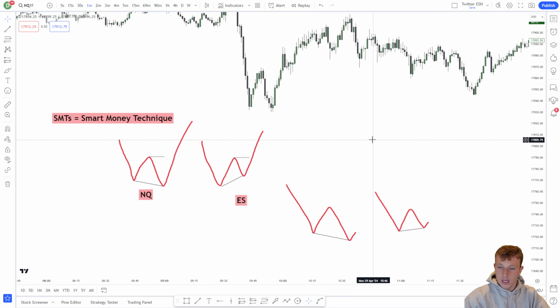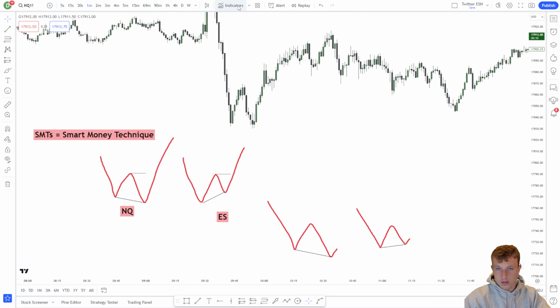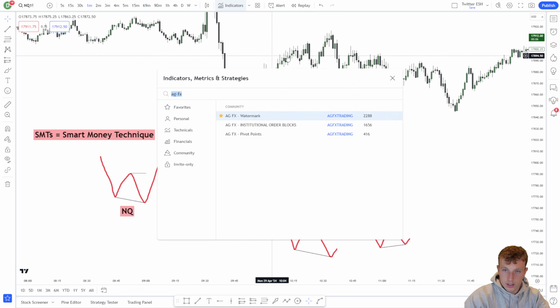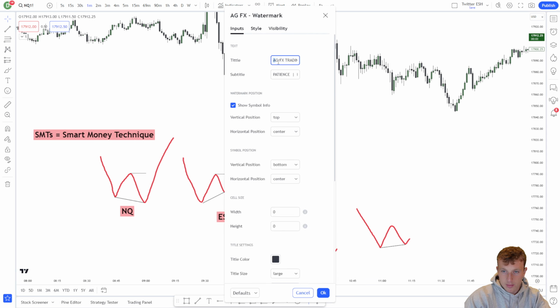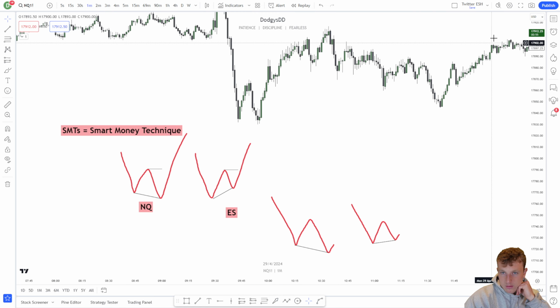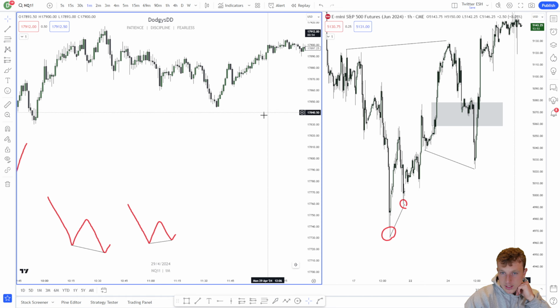So right now, I'm on the chart. This is NQ. Let me just turn this on. If you want to use this indicator, it's called AGFX watermark. It has these little things at the top of your screen. This is pretty nice. So I'm just going to go to the screen, and I'm going to show you ES in this example.